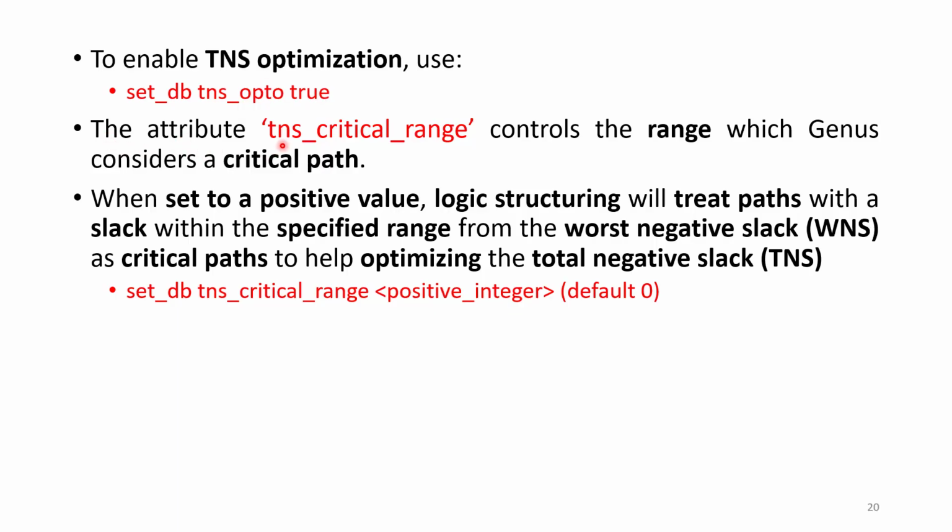Next, the attribute tns_critical_range controls the range which Genus considers a critical path. So critical path is something which has the maximum amount of delay. When set to a positive value, logic structuring will treat paths with a slack within the specified range from the worst negative slack as critical paths to help optimize the total negative slack. So this is how you need to set set_db tns_critical_range to some positive value.